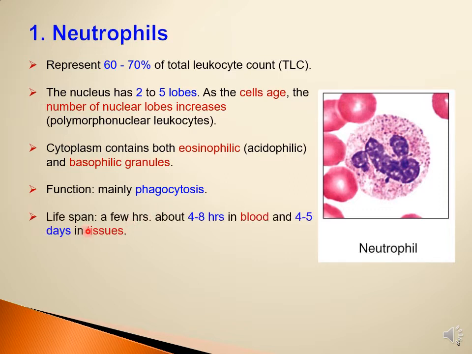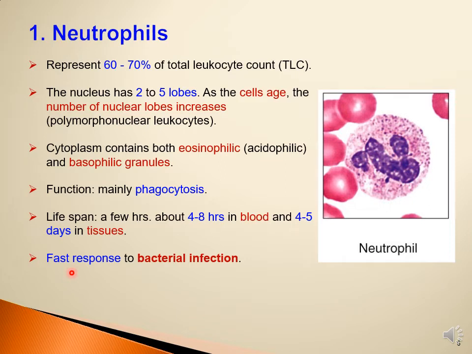The lifespan of the neutrophil is short, ranging from 4 to 8 hours in the blood, and 4 to 5 days in the tissue. So they have a longer lifespan in the tissue compared to the blood.